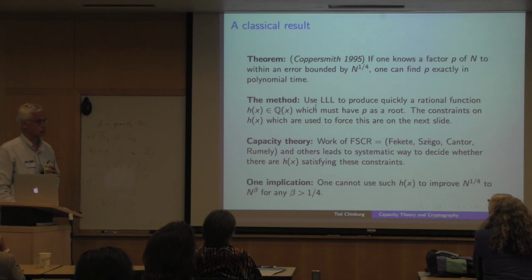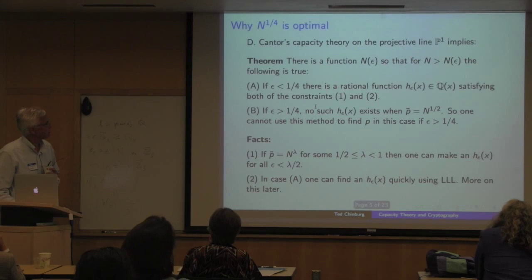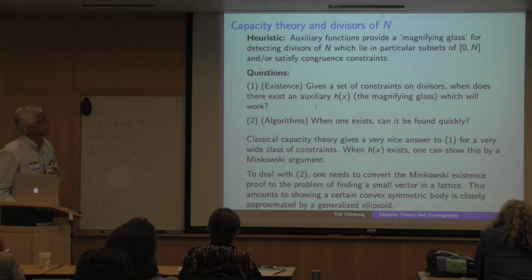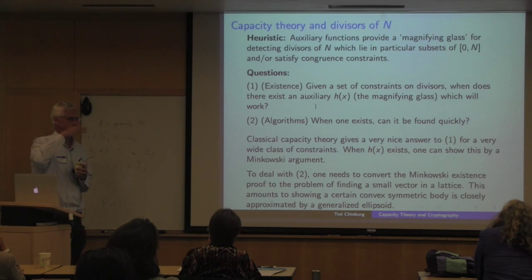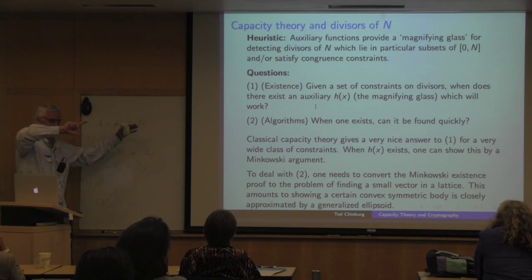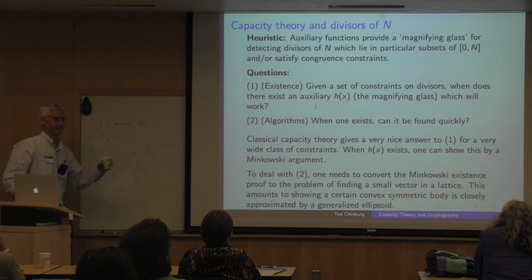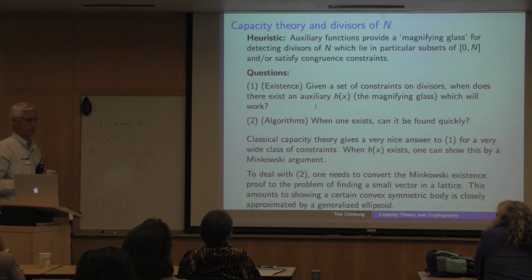Yes, absolutely. The right way to think about it is, let me get back over here, I think of it as like a magnifying glass. So you have this huge interval from 0 to n, and you pick a little subinterval in there, and you ask yourself, is there a factor of n in that subinterval? And the capacity theory gives you this magnifying glass to be able to look at that and quickly determine whether there's a divisor that's in that range.